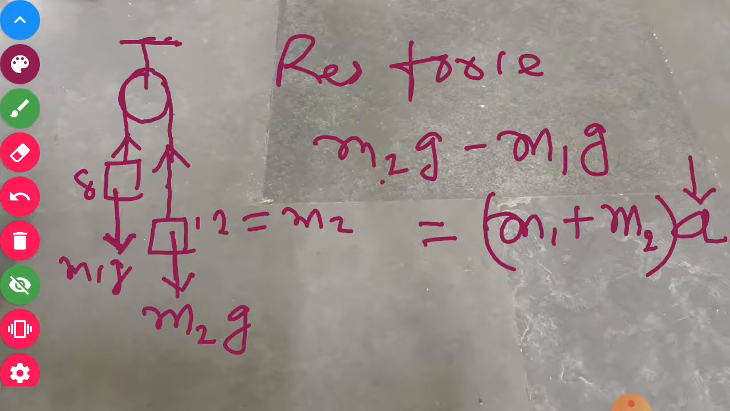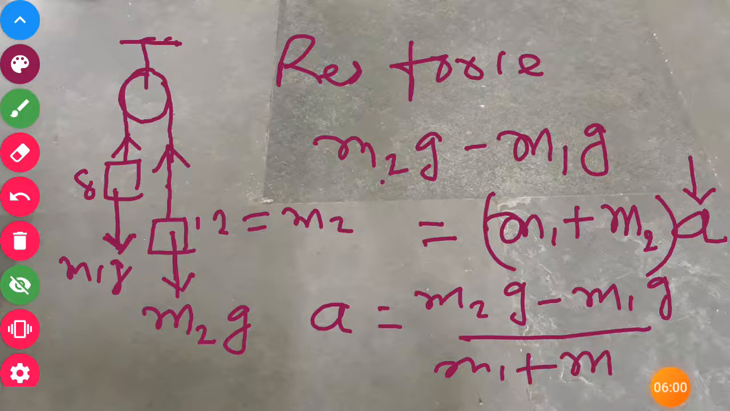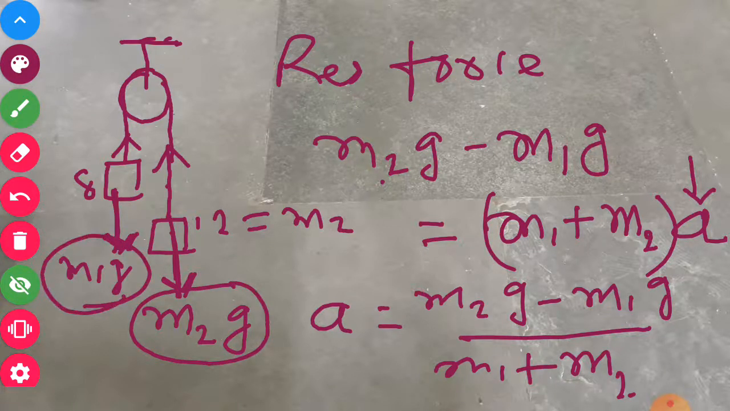Now you can easily find this value of a to be m2g minus m1g upon m1 plus m2, and it can be 2 meter per second square. So the resultant force: one is pulling this side, the other one is pulling in this direction. This force is more, this force is less, so the resultant force will be m2g minus m1g.